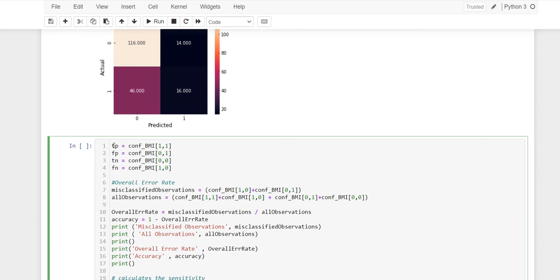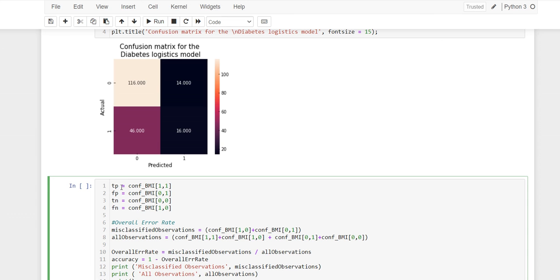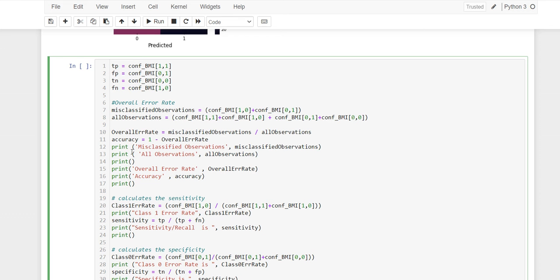So the first few lines are going to show my true positives, true negatives, false negatives. My true positives, again, is where my observations predicted to be part of a class that are actually part of a class, in this case, 1, 1. False positives, 0, 1. True negatives, 0, 0. Last but not least, false negatives, 1, 0. All right. So again, my misclassified observations is the sum of my false positives plus my false negatives, which is in this case 1, 0 and 0, 1.